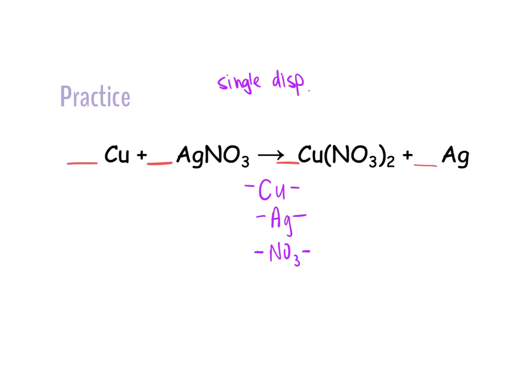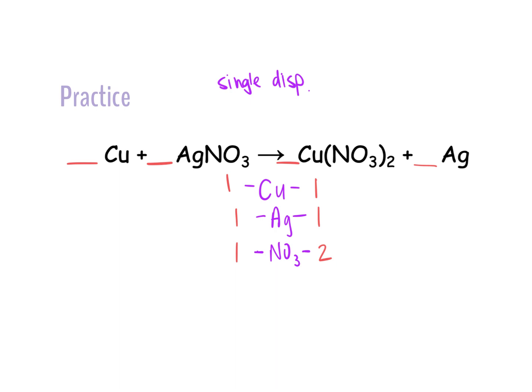Okay, so to start out, I have how many coppers? 1. How many silver? And nitrate? 1. On the right side of my reaction, I have how many copper? 1. How many silver? 1. And nitrate? 2. The 2 only applies to what's in the parentheses, not copper. So you see, I counted the left side and put it on the left side of my list. I counted the right side and put it on the right side of my list. That's why I did it that way.